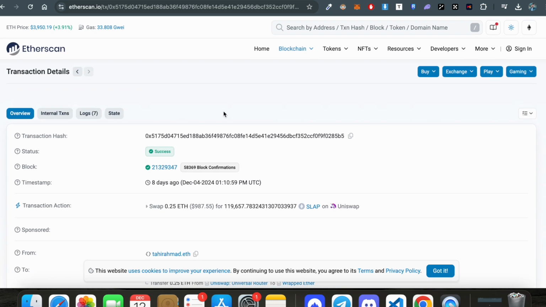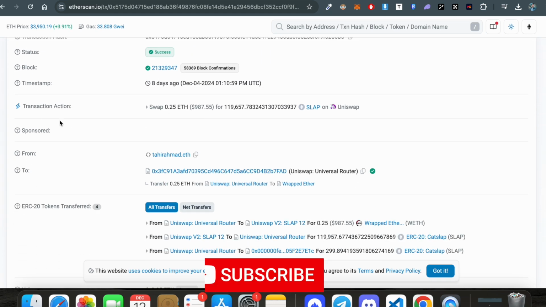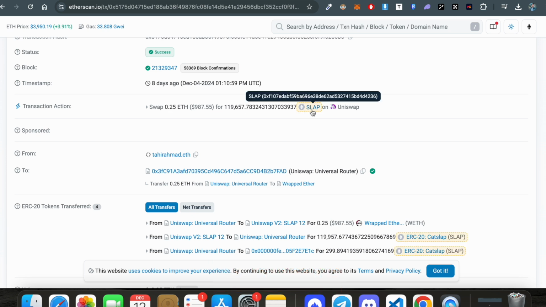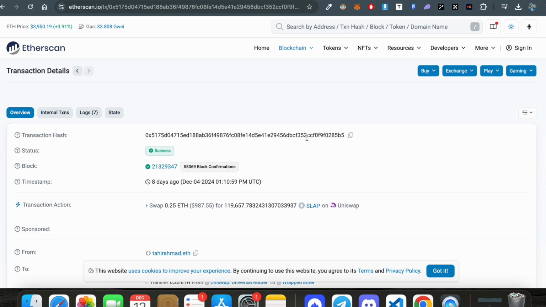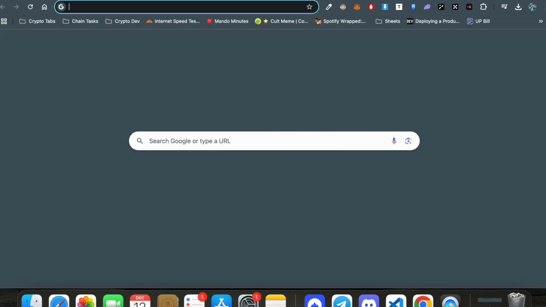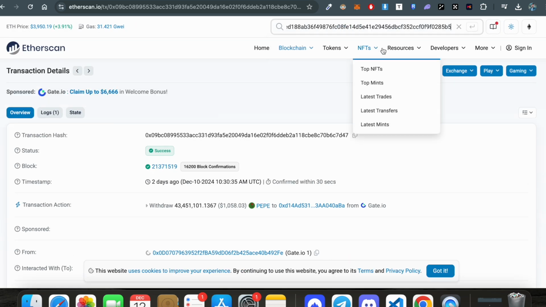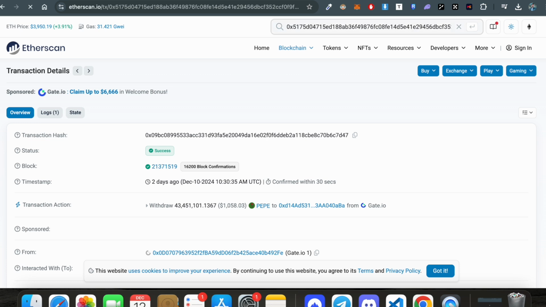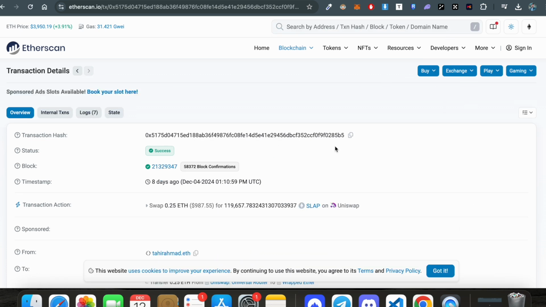So if you see, this is the transaction and this is a transaction action which is swap. So basically somebody has swapped 0.25 ETH for SLAP token of around 119k. So what are the components here? If you see, this is the transaction hash. If you copy this and go to etherscan.io and search from this place, then you can actually get this exact transaction. So transaction hash is basically a unique identifier for any transaction.